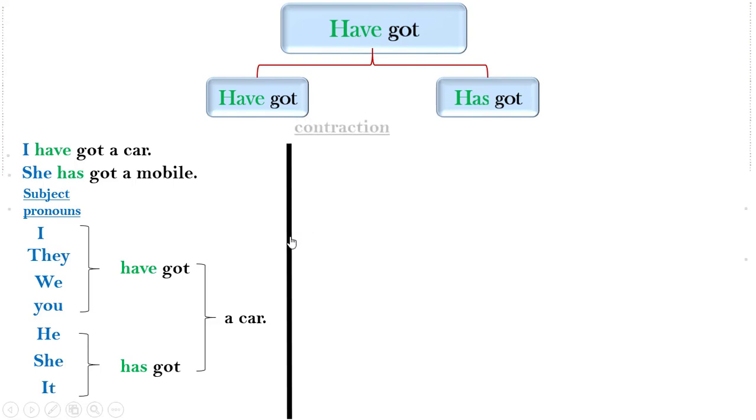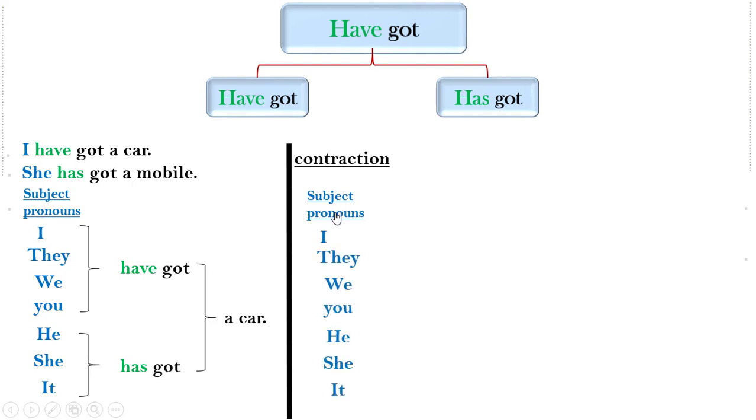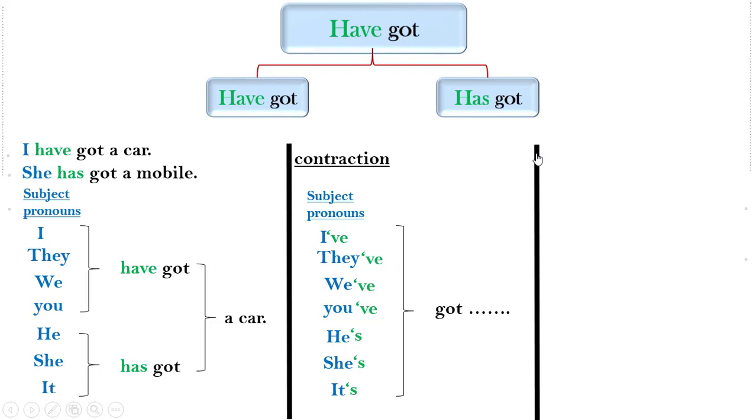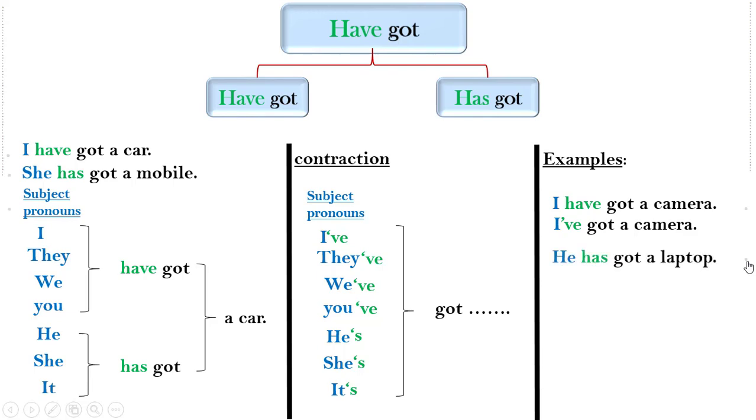Okay, so here, contraction, subject pronouns again: I, they, we, you, he, she, it. Here we have the contraction: I've, they've, we've, you've, he's, she's, it's, and got. So we say I've got, they've got, we've got, you've got, he's got, she's got, it's got. Examples. I have got a camera. Contraction: I've got a camera. He has got a laptop. Example: He's got a laptop.